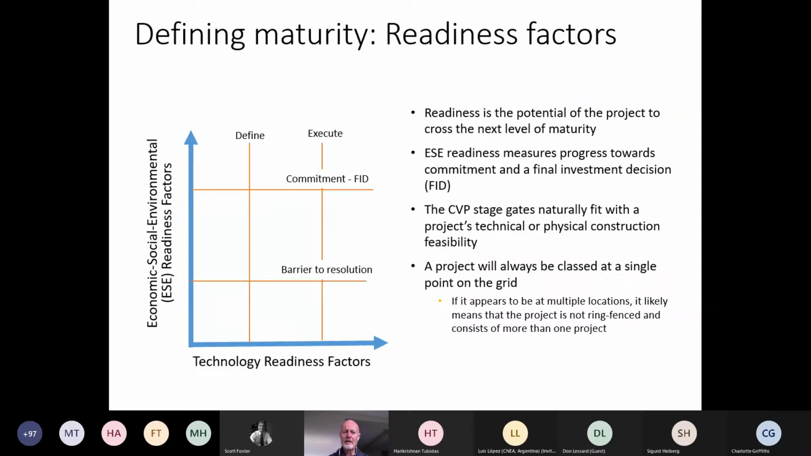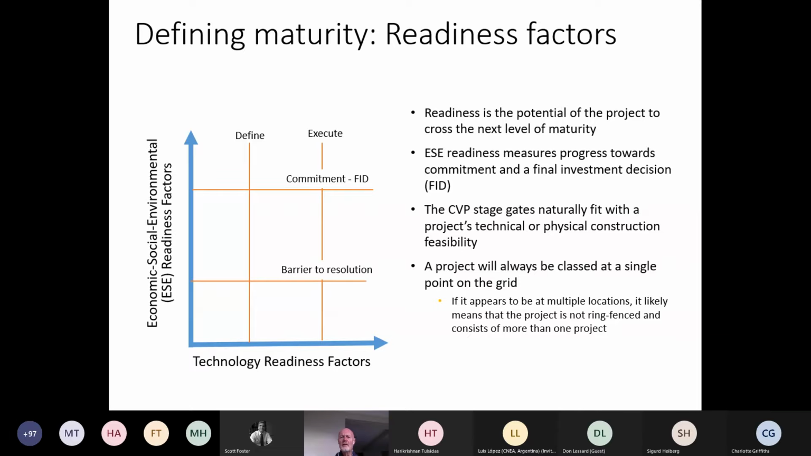If we could move to the next slide. What I'm going to do now is take that three-dimensional view that I just showed you and flatten it. So I've rotated that view so that the quantification axis is now going into the page. So we're really only looking at the economic, social, environmental, which I call the ESE, readiness factors axis versus the technological readiness factors.